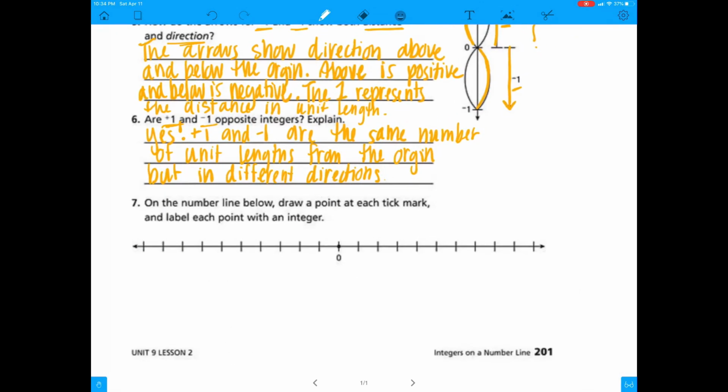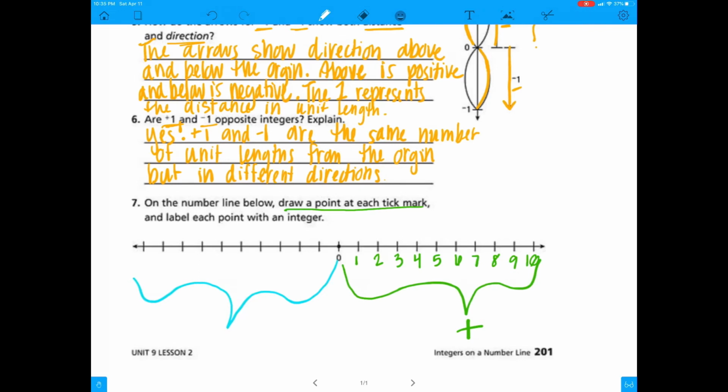For number 7, it says on the number line below, draw a point at each tick mark and label the point with an integer. I will try to squeeze my writing in here, but it is pretty tricky on an iPad. Where I'm labeling, we have positive because it's to the right of the origin, or 0. So I have 1, 2, 3, 4, 5, 6, 7, 8, 9, 10. All of those are positive. To the left is going to be negative. All of these will be labeled negative: negative 1, negative 2, negative 3, negative 4, negative 5, negative 6, negative 7, negative 8, negative 9, and negative 10.